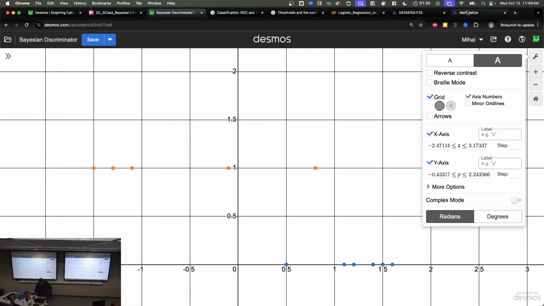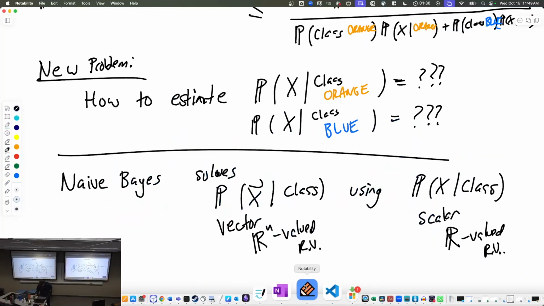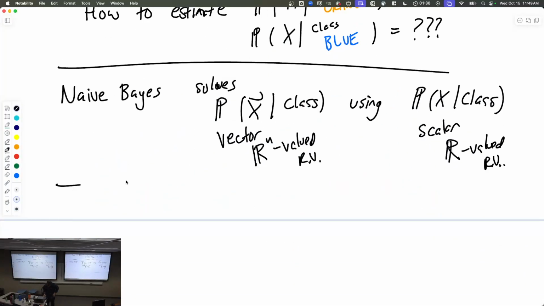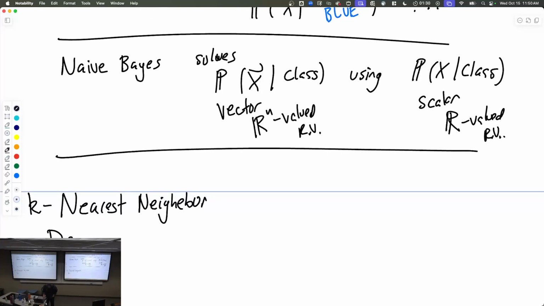Okay, what else do people say? Method, P class. Ooh, I'm seeing nearest neighbor. And nearest neighbor is one that you can do. Let's write down what nearest neighbor is. Let's call this nearest neighbor, or we can even add a k: k nearest neighbor density estimation.